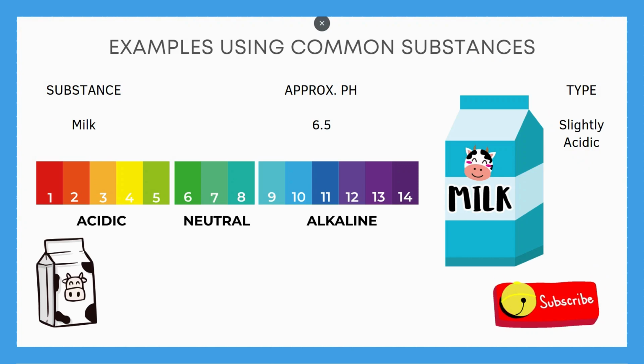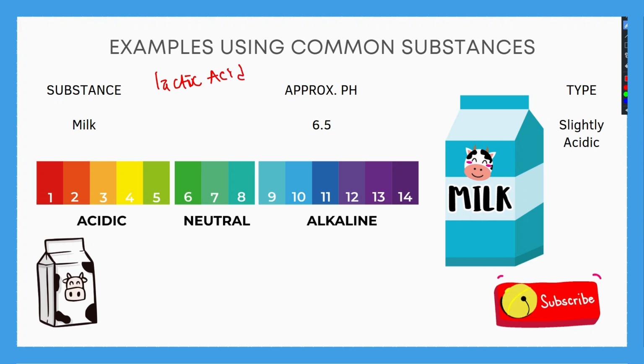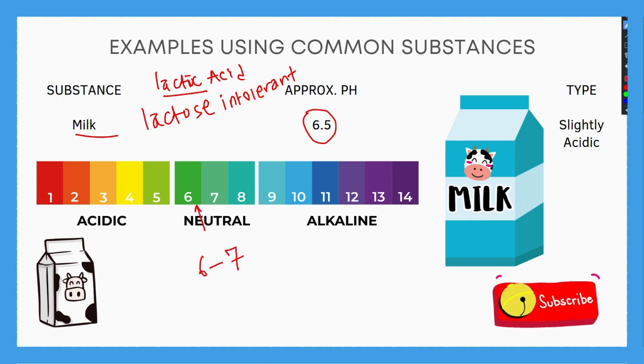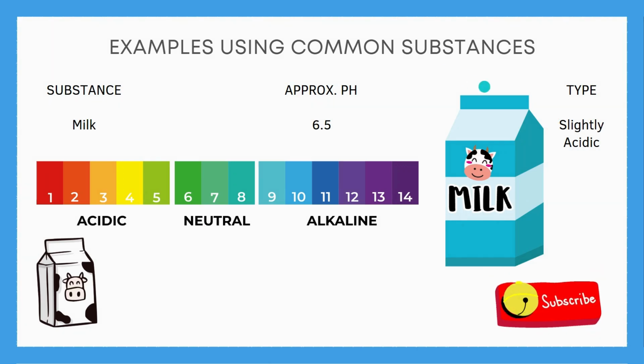We have milk. Now, milk is slightly acidic. That is why the acid that milk contains is called lactose, or lactic acid. That is why people who don't like milk say, I am lactose intolerant. You see, that word lactose is actually gotten from the word lactic acid. So milk has the approximate pH value of 6.5. 6.5 is somewhere around here, in between 6 and 7, and it is still in the acidic range, so it is slightly acidic. So milk is acidic, but the level of its acidity is not so high, so it can be tolerated by your body when you consume it.